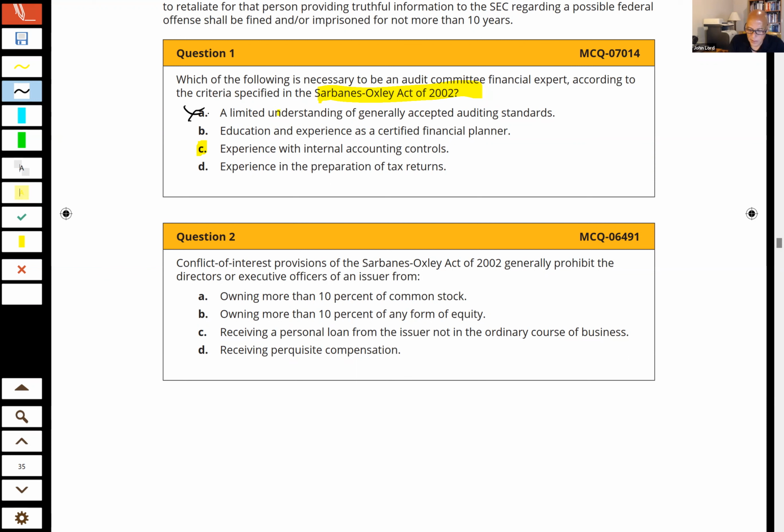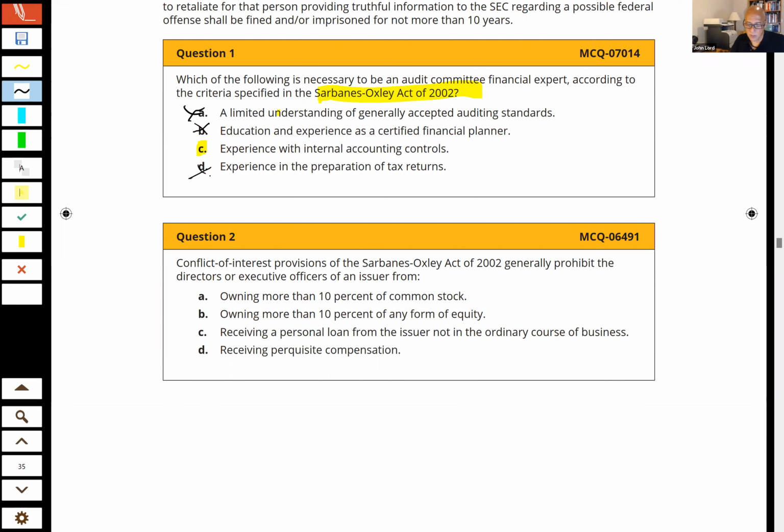Education as a certified financial planner really is not relevant to the financial reporting mechanism of a public company. Experience in preparation of tax returns might be nice, but it doesn't have a direct cause and effect to the financial reporting aspects. Experience with internal controls, Sarbanes-Oxley under Section 404 has the company what? Taking responsibility for the internal control and assessing the effectiveness of it. So yeah, we do want an expert there.